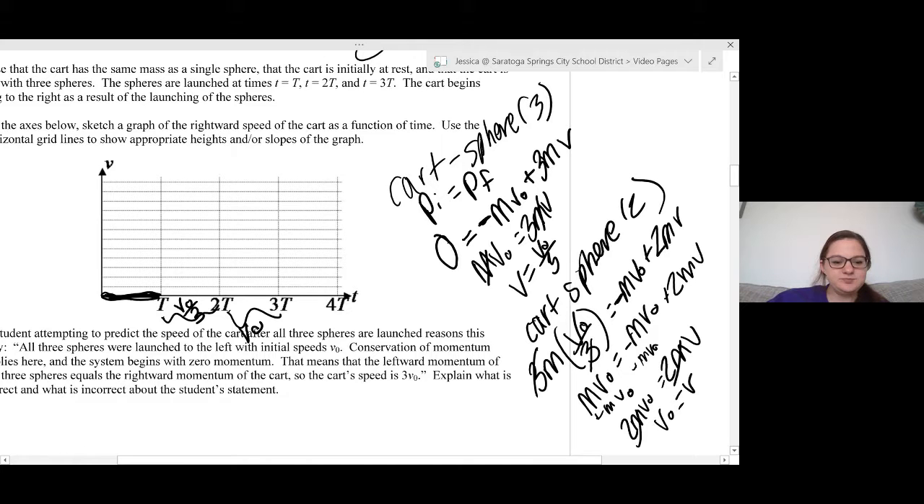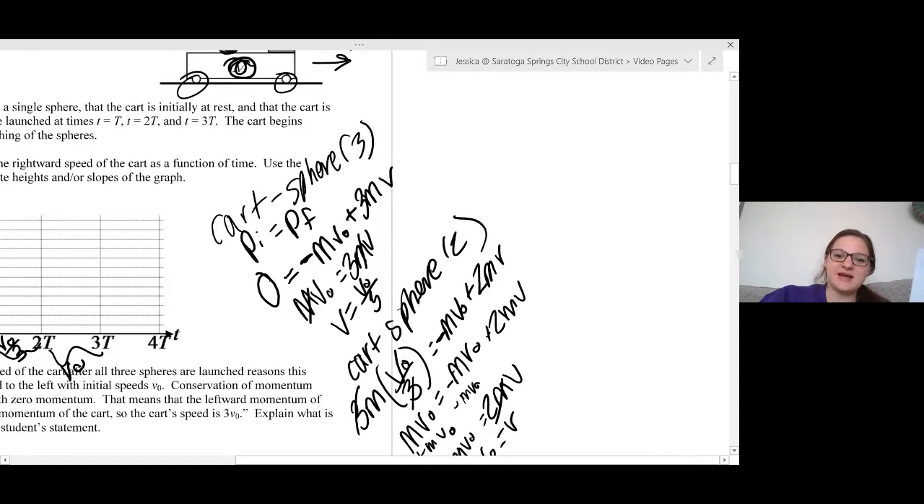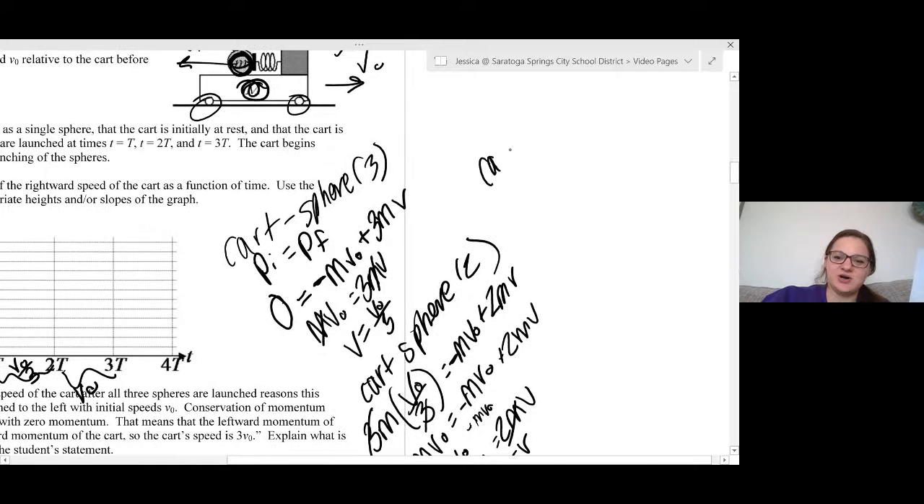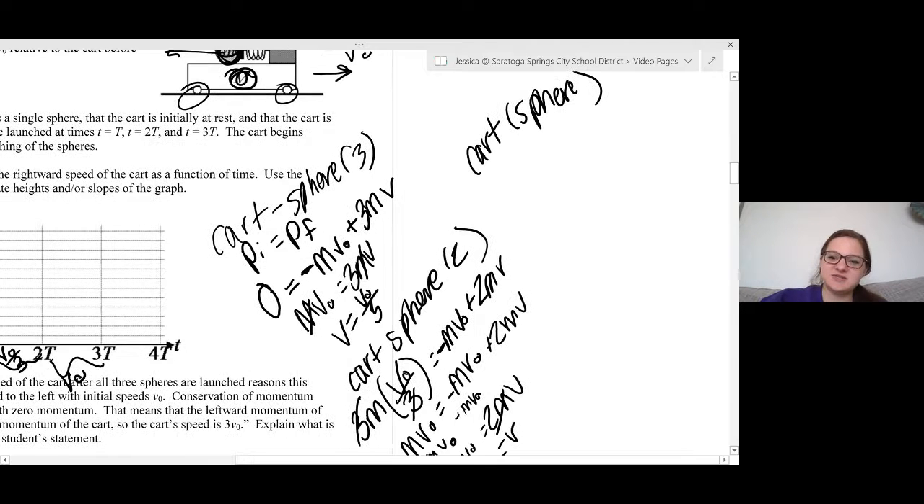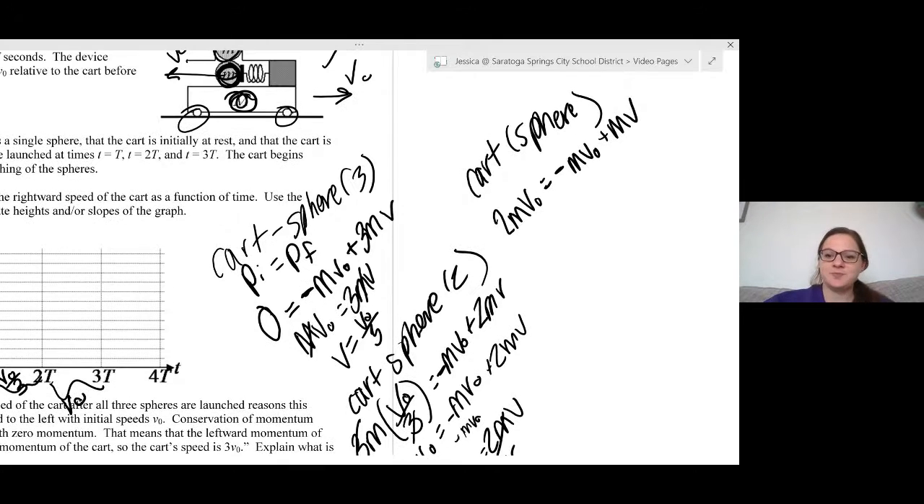Okay. Now for the last section, I'm just going to do the cart and single sphere system. And you can change your system to make your life easier as you go through a problem. So this cart and sphere system has a mass of 2m at a speed of v0 initially. The last sphere is launched, and the cart just moves forward with a speed v, mass m.